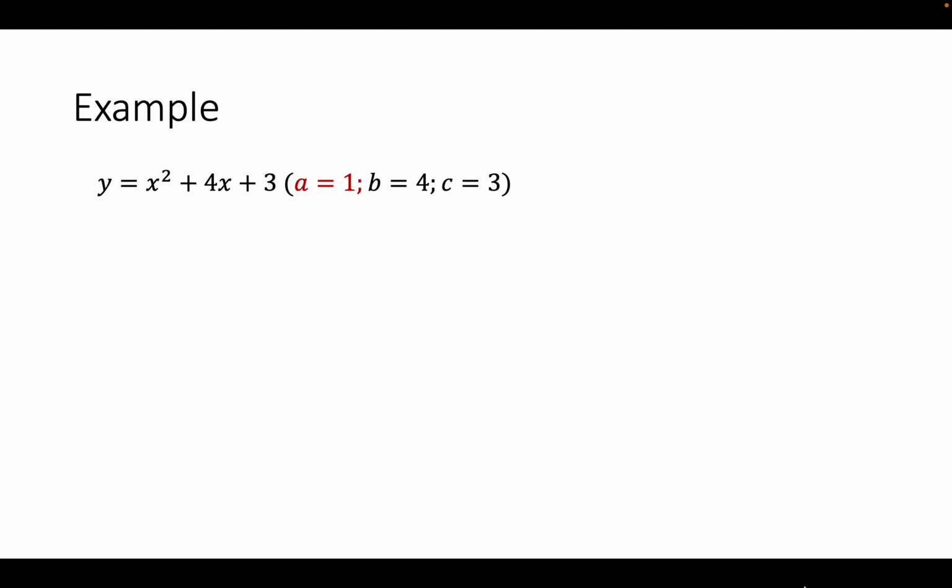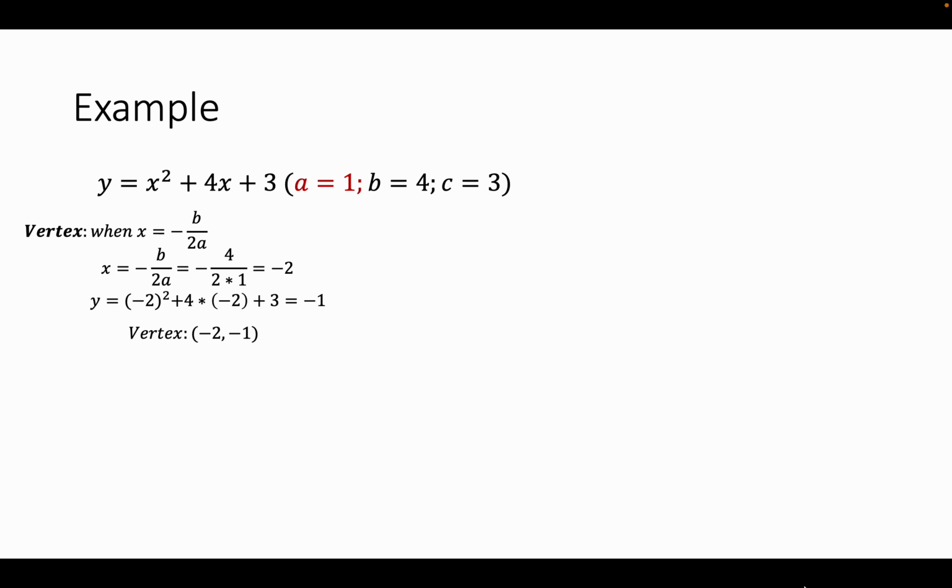Our first problem is y equals x squared plus 4x plus 3. In this problem, a equals 1, b equals 4, and c equals 3. Our first step is to find the vertex, which is x equals negative b divided by 2a. We can substitute b and a for 4 and 1, which will give us negative 2, which means x equals negative 2. We can then substitute x for negative 2, which will give us negative 1, which means our vertex is negative 2 and negative 1.